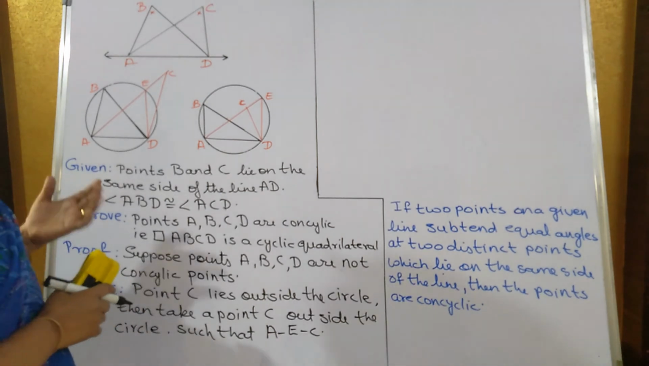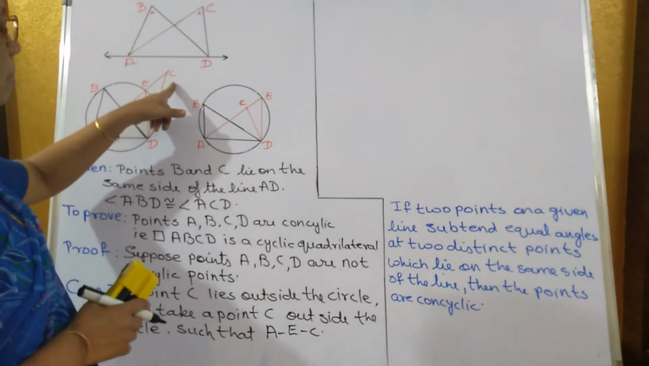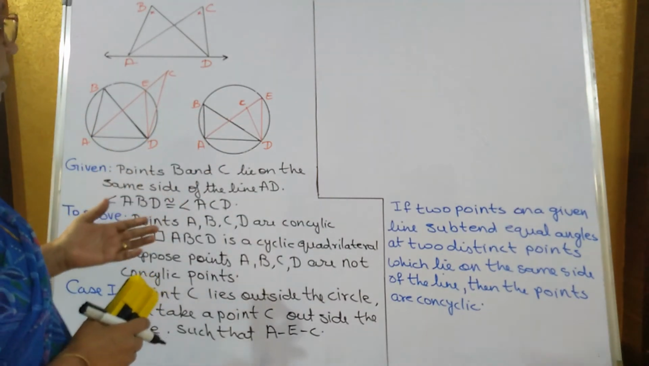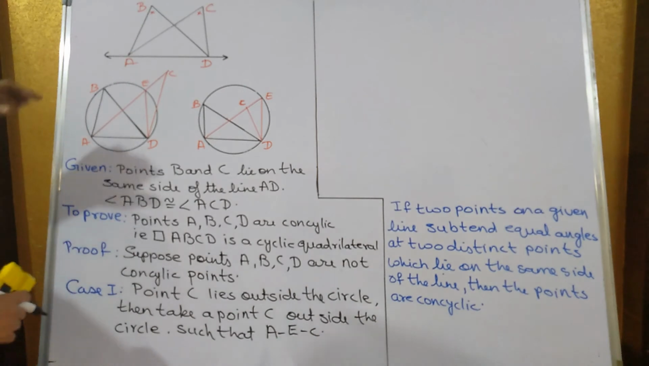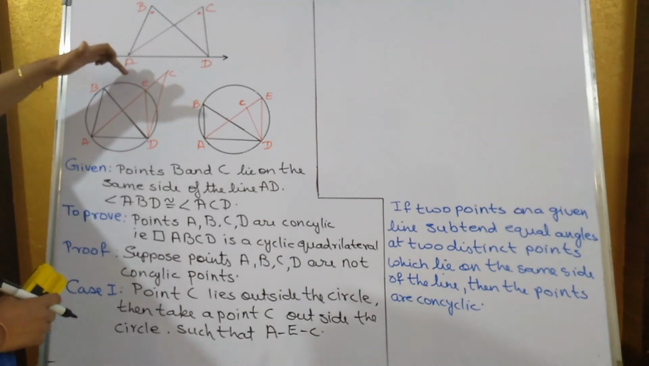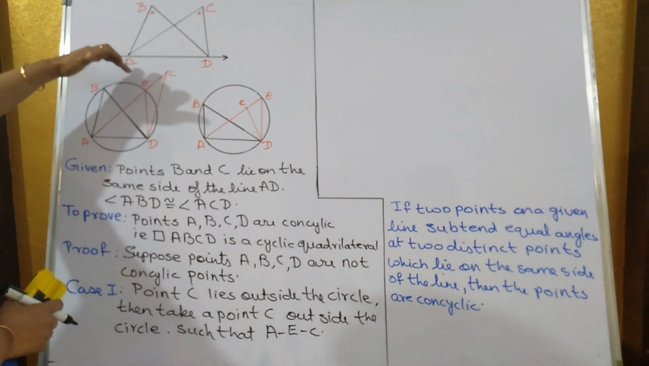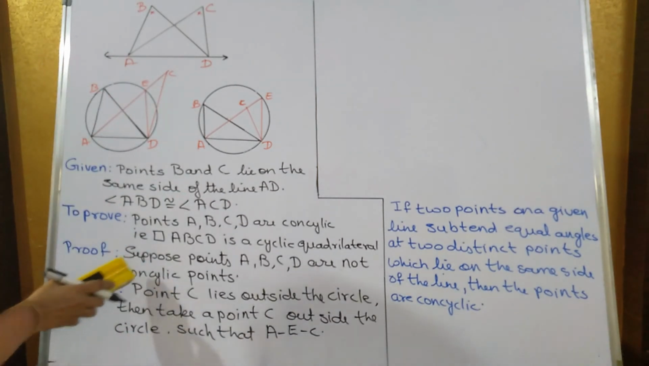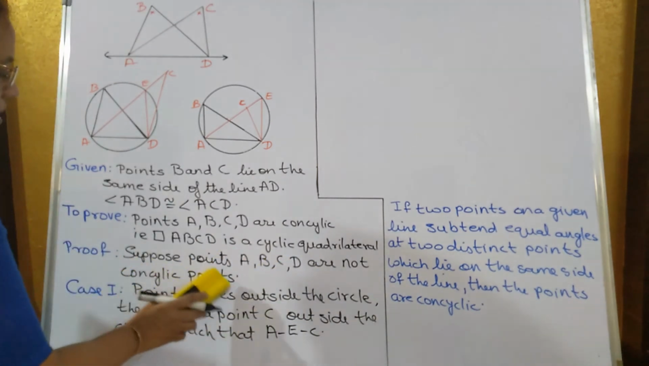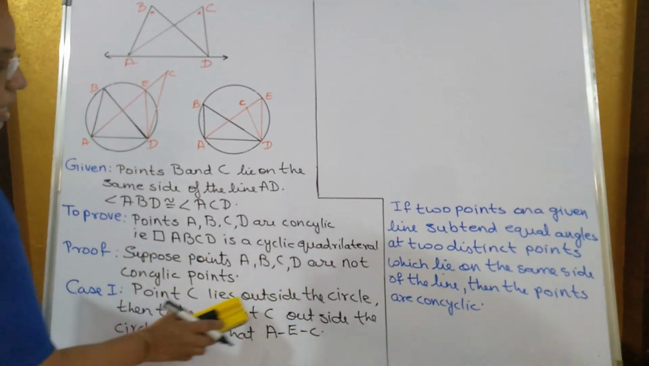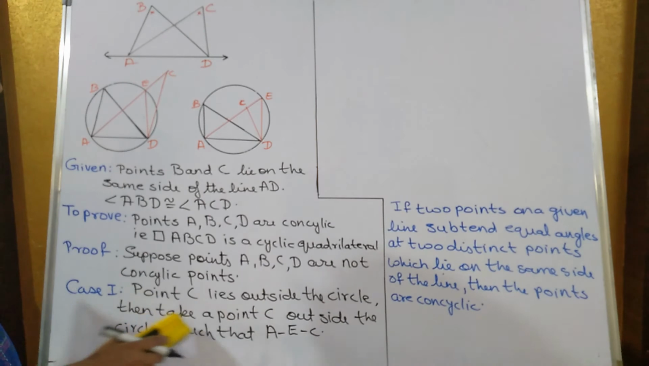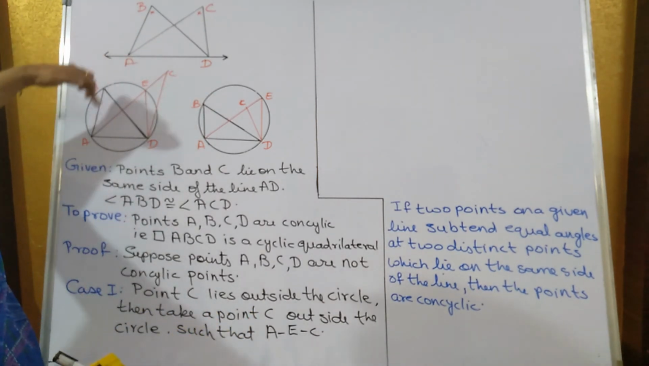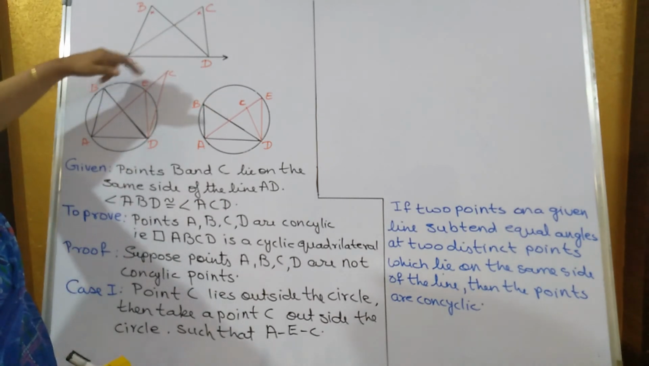So there can be 2 possibilities: point C will be either outside the circle or inside the circle, like the previous theorem. So there has to be some point E which is touching the circle. Let us take that point touching the circle as point E. Suppose points A, B, C, D are not concyclic, then point C lies outside the circle. Then take a point E on the circle such that A, E, C are collinear points.